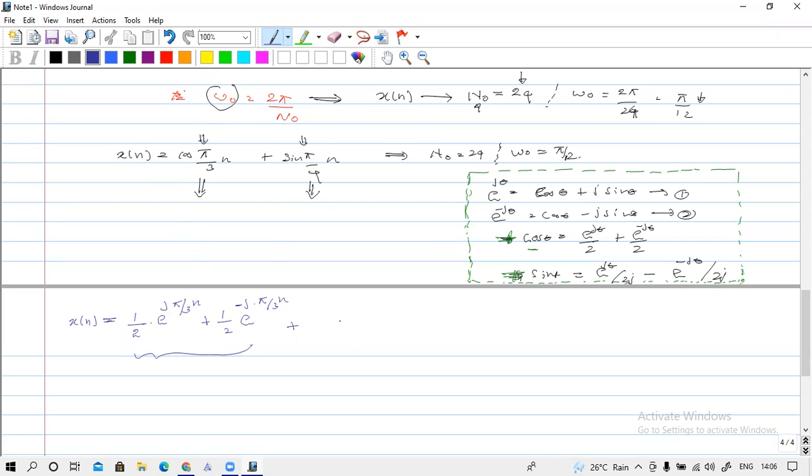So here we have e^{jθ}, where theta is 5π/4 n, divided by 2j, minus e^{-j 5π/4 n} divided by 2j. So this is the sine term. I have already written this in terms of exponential terms.